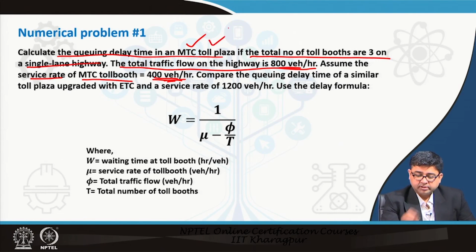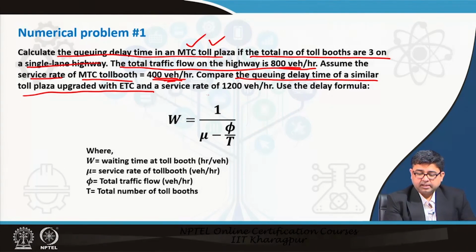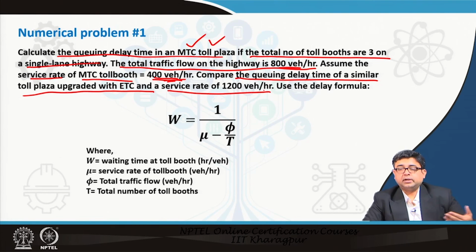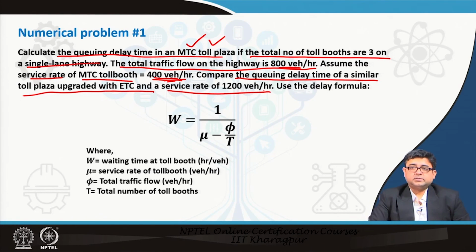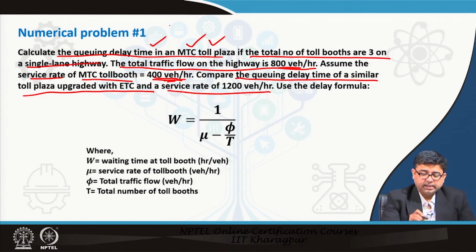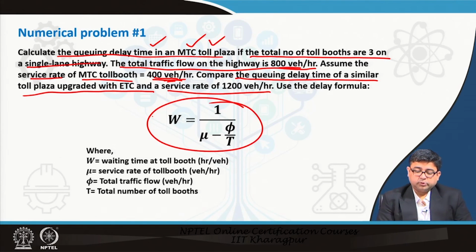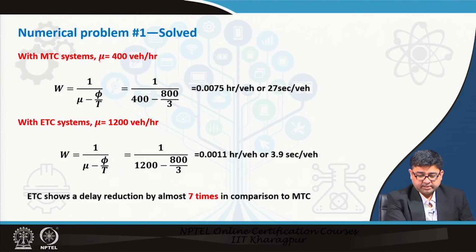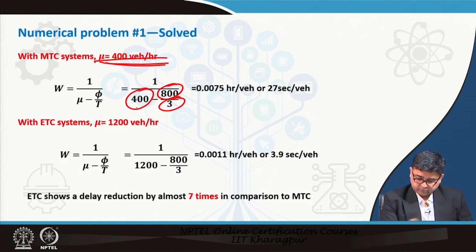Then once you are finished measuring the delay at the MTC, compare the queuing delay of a similar toll plaza upgraded with ETC and a service rate of 1200 vehicles per hour. If this has been upgraded to an electronic toll collection and the service rate there is 1200 vehicles per hour, what would be the queuing delay time? For both cases you can use this formula. In the first case, the service rate is 400 vehicles per hour, you substitute 400, the traffic is already 800, and you have said that there are 3 toll booths.